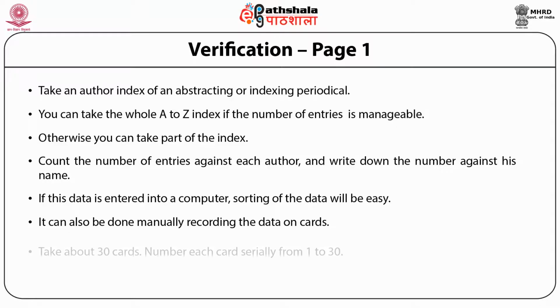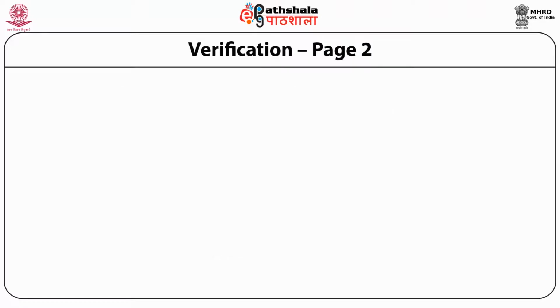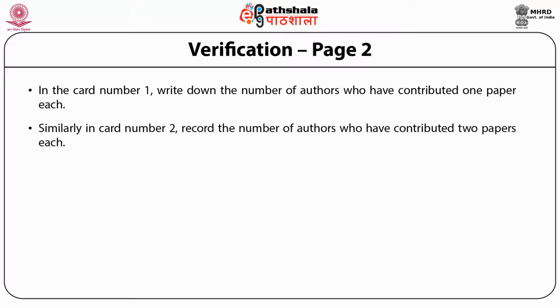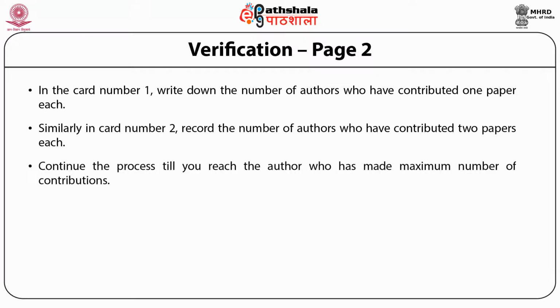Step 3. Take about 30 cards. Number each card serially from 1 to 30. Verification of Lotka's law continues. Step 4. In card number 1, write down the number of authors who have contributed one paper each. Similarly, in card number 2, record the number of authors who have contributed 2 papers. Continue the process till you reach the author who has made the maximum number of contributions. Remember, the name of the author is not to be written on the cards.